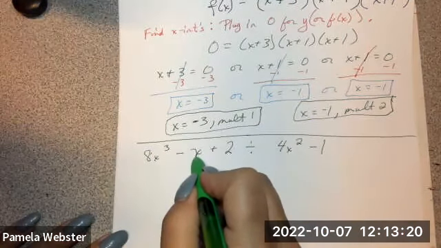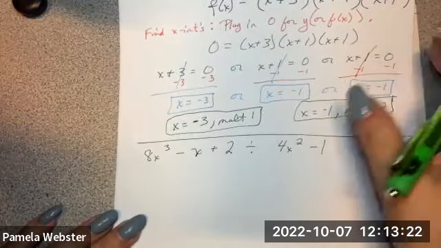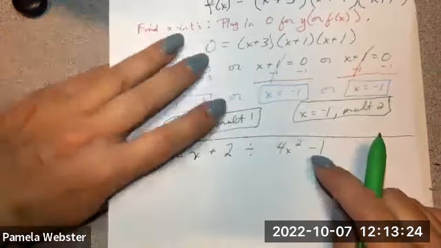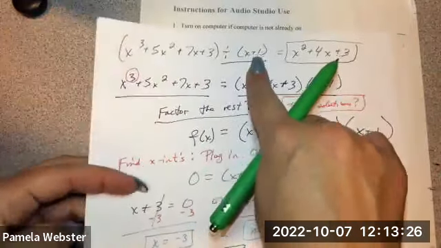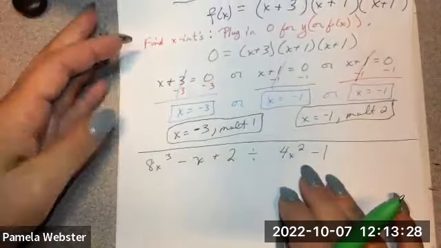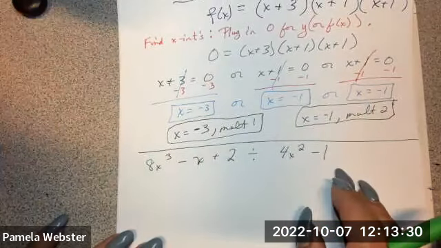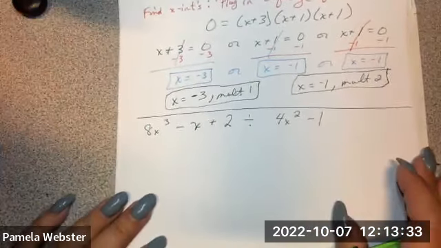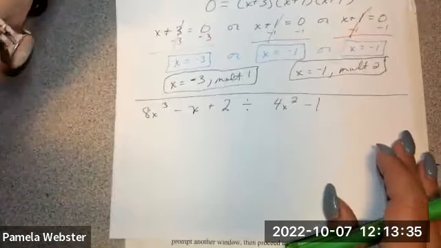So it's not going to look quite like the last one because on the outside I had just divided by x plus 1, right? Okay, here we're dividing by 4x squared minus 1. So I'm actually going to pause my video for just a second. I'm going to work it out.